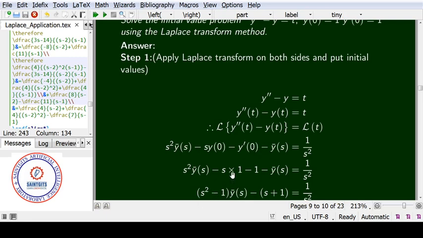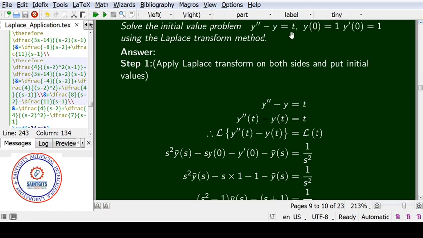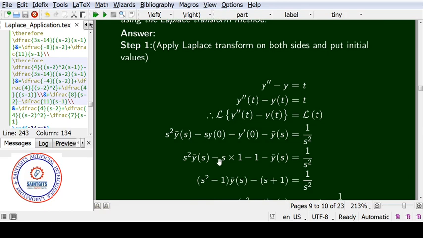Also we put initial conditions. Look, here y of 0 is equal to 1. Here we have y of 0, so s into 1 minus s, that's all. Now we choose y dash of 0. Y dash of 0 is here, it is again 1, so minus 1. So this term becomes minus s into 1 minus s, minus 1 into minus 1. So I can take minus common here, so minus of s plus 1.